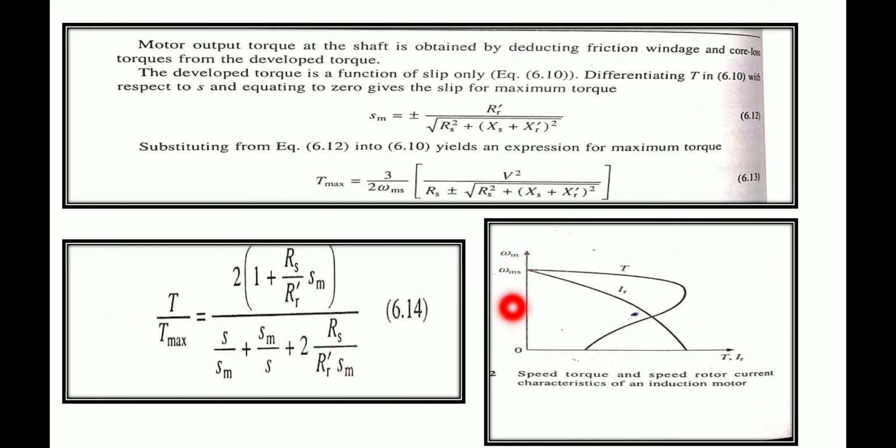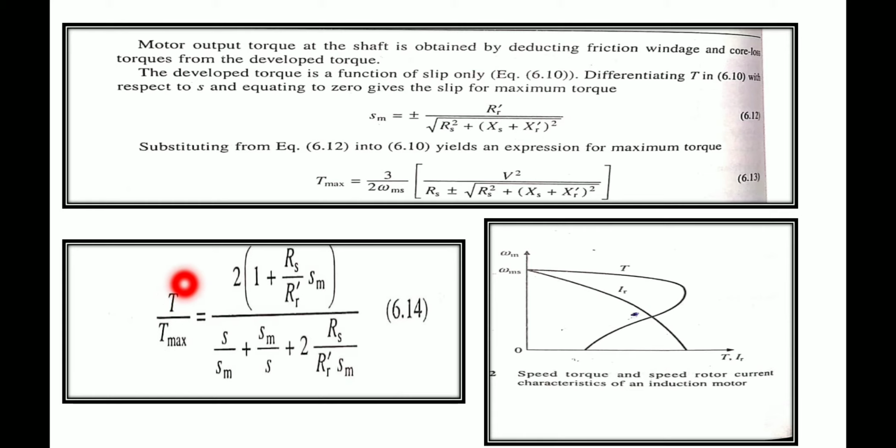The speed-torque and the speed-rotor current curves we have taken here. The curve is like a hyperbola, with omega ms with respect to the torque and omega m with respect to the rotor current. This is the nature of the speed-torque characteristics we have drawn here. Next, one important ratio we have taken here.